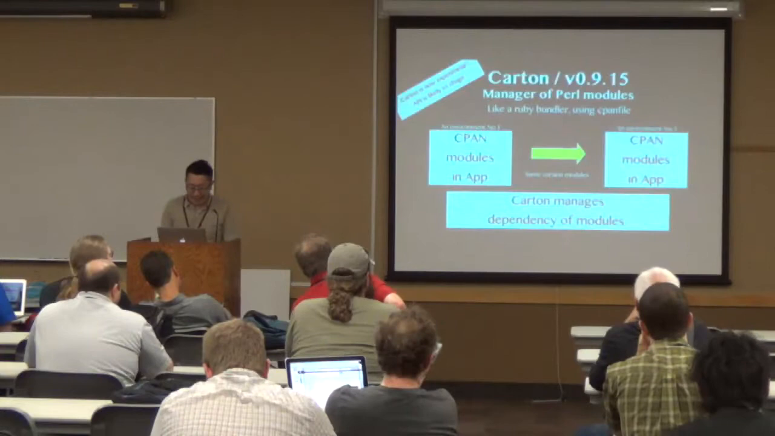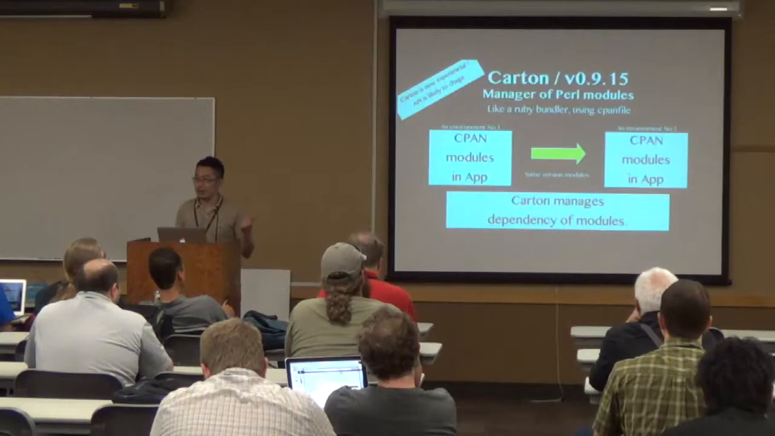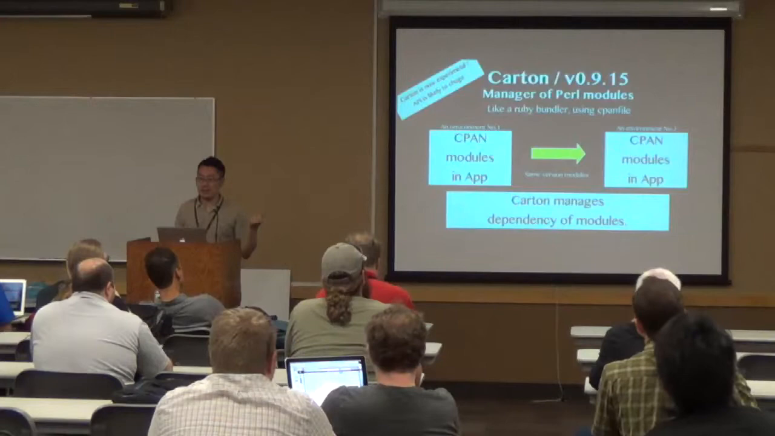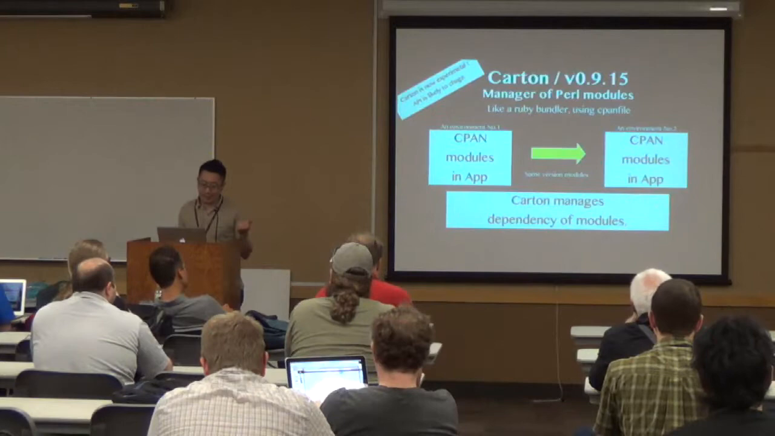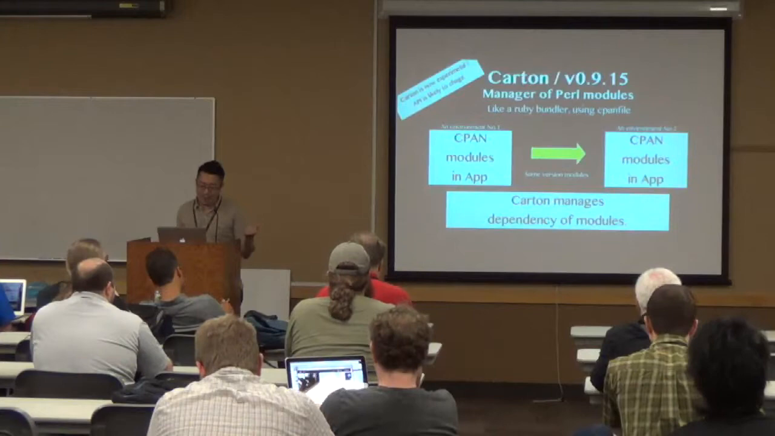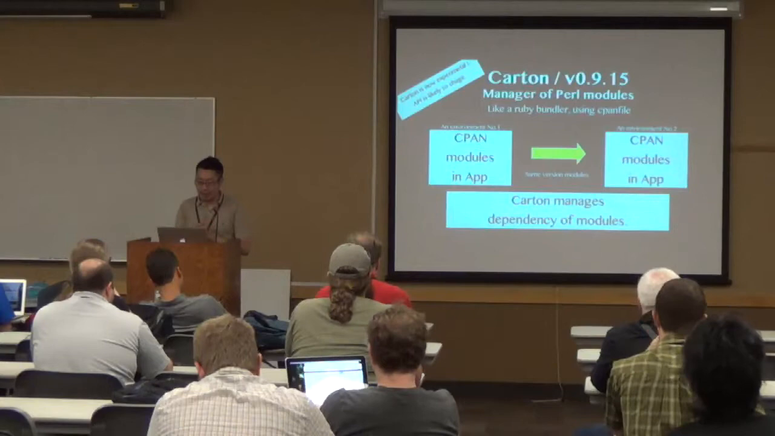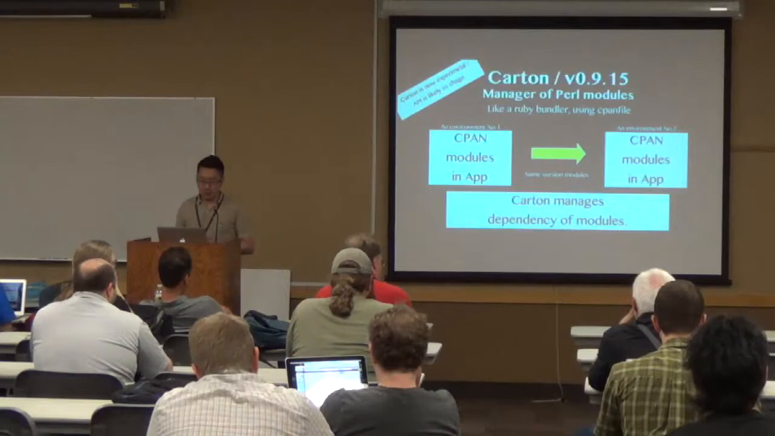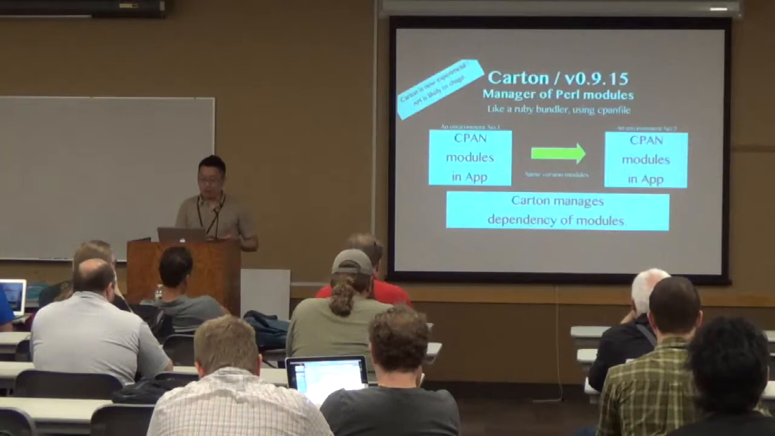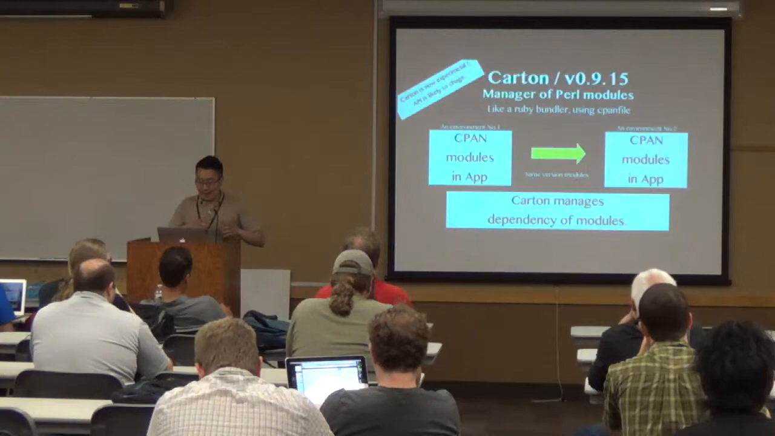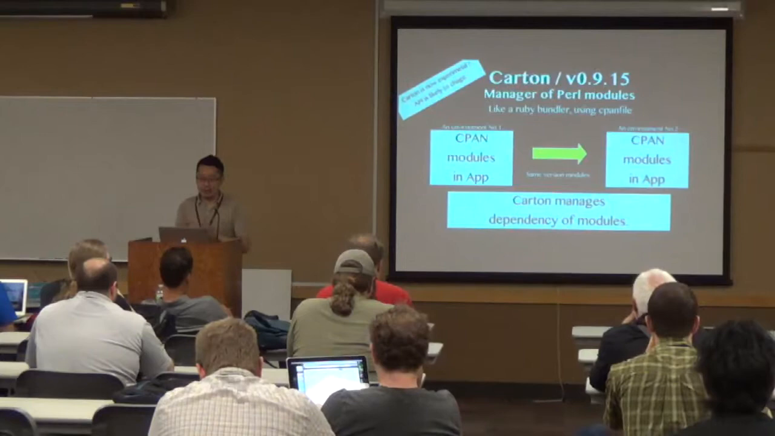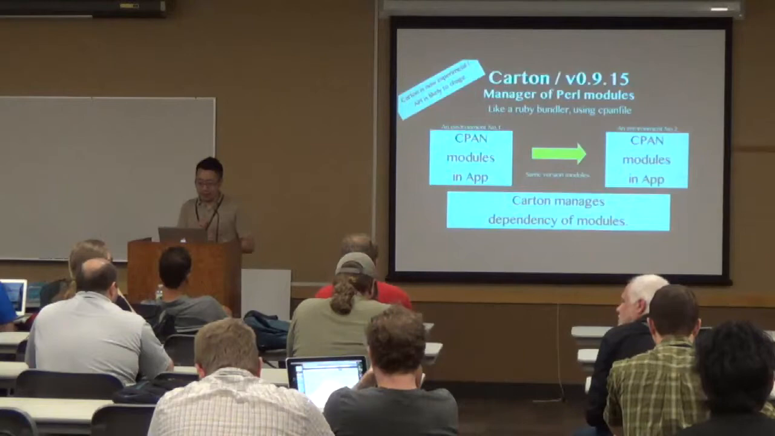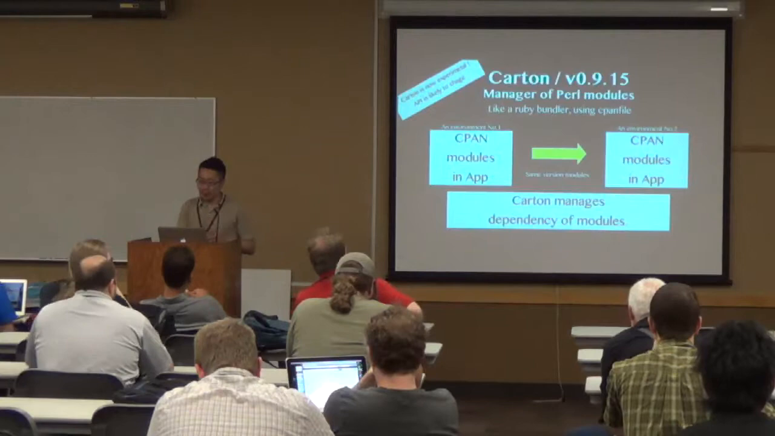Then, Carton. It's a manager of Perl modules. Do you know this module? No? This Carton is an experimental version, so the API is likely to change, but it's very useful, and it's like Ruby's Bundler, and uses a file named cpanfile. Carton manages dependencies of modules with version. If your application is using CPAN modules and you want the same environment in another environment, it's difficult. But using Carton, it's very easy because it manages dependencies of modules with version.